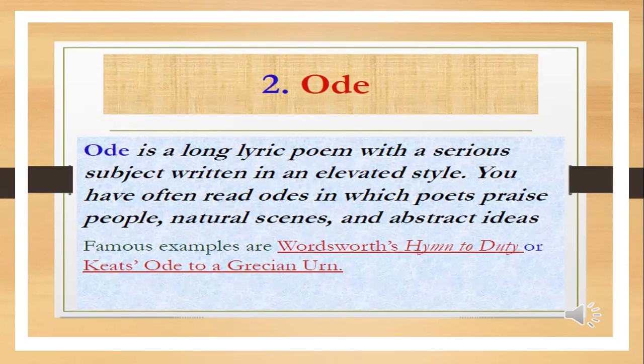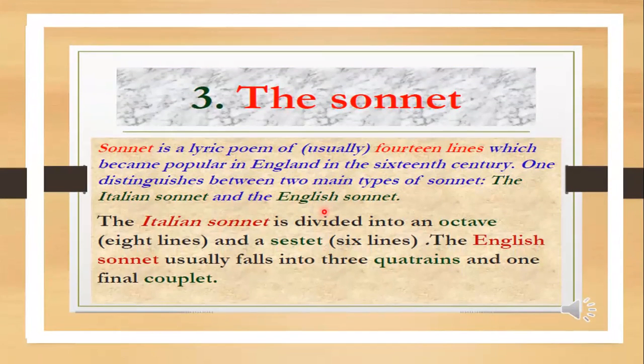Okay, so then let us see the third type, which is very, very important. The third type is the sonnet. A sonnet is a lyric poem of usually 14 lines, which became popular in England in the 16th century. One distinguishes between two main types of sonnets, the Italian sonnet and the English sonnet. The Italian sonnet is divided into an octave, 8 lines, and a sestet, 6 lines. The English sonnet usually falls into 3 quatrains and 1 final couplet.